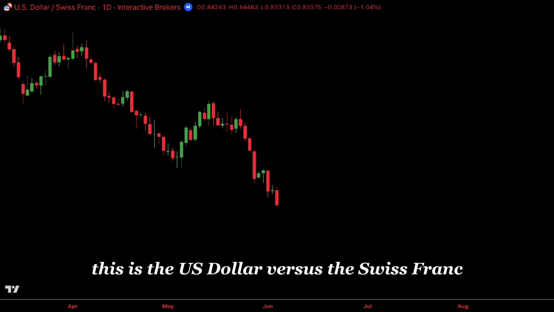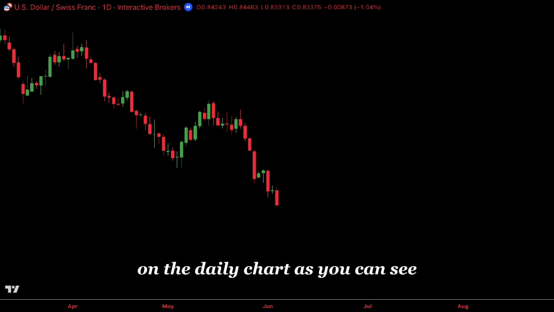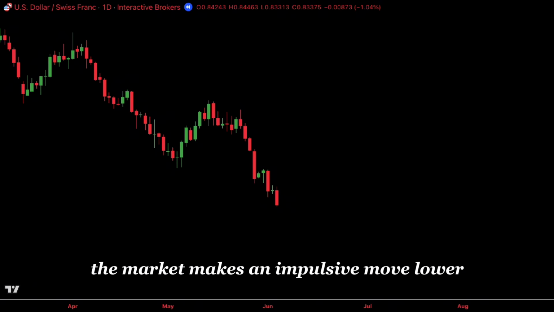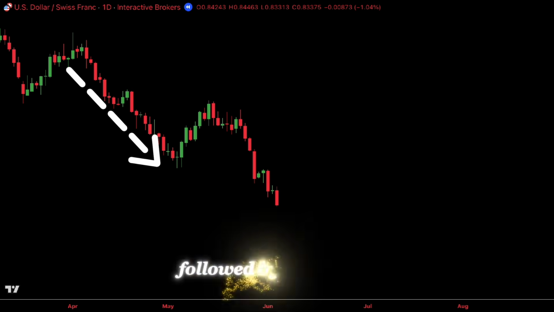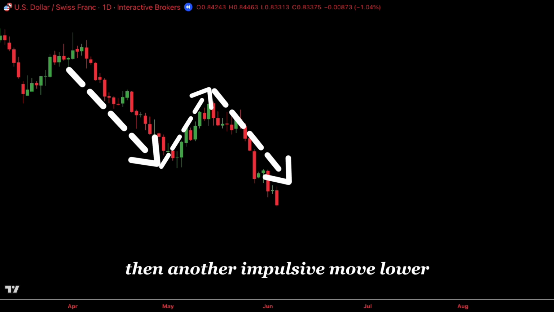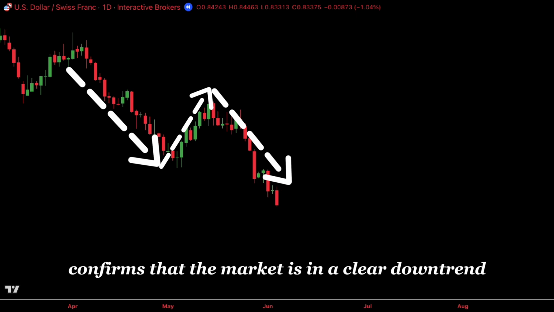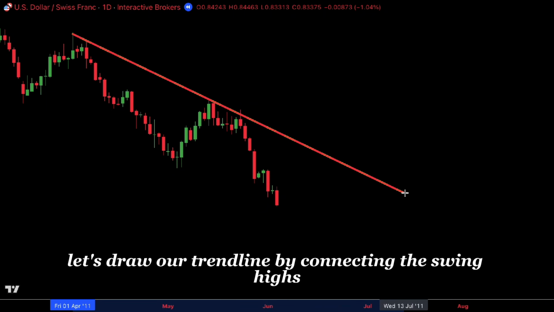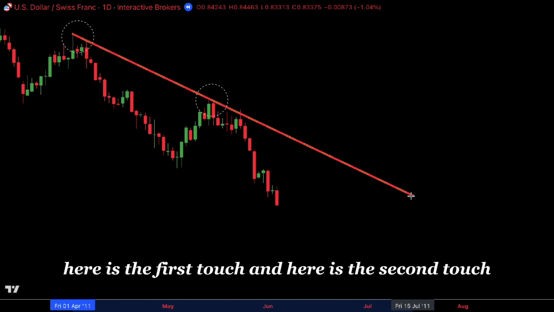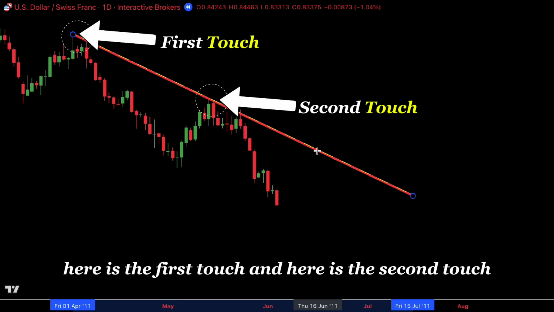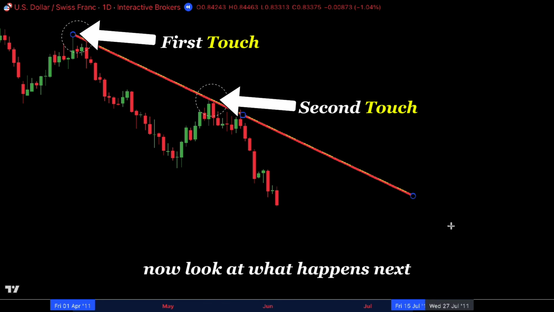This is the US dollar versus the Swiss franc on the daily chart. As you can see, the market makes an impulsive move lower, followed by a pullback, then another impulsive move lower. This sequence of lower highs and lower lows confirms that the market is in a clear downtrend. Now let's draw our trend line by connecting the swing highs. Here is the first touch, and here is the second touch. Now look at what happens next.